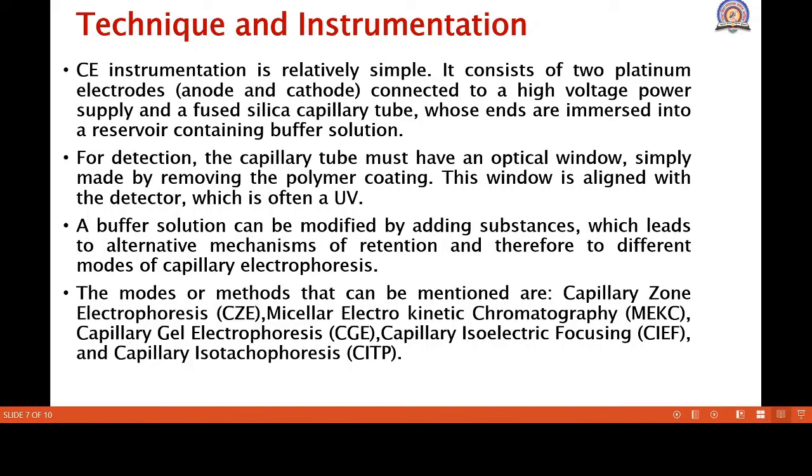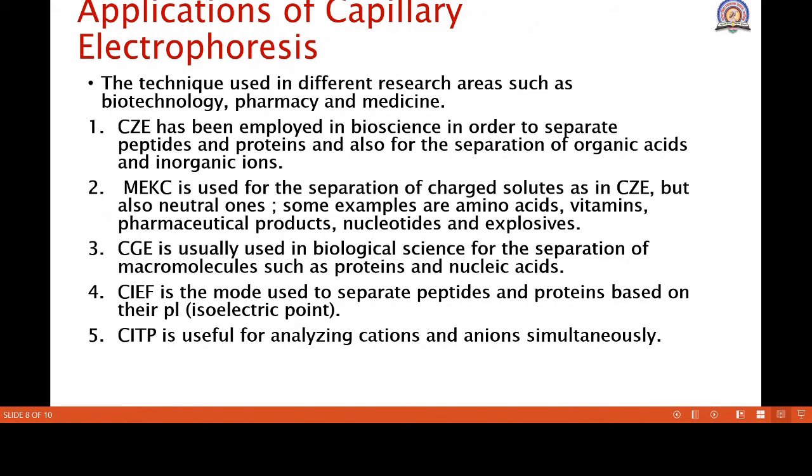A buffer solution can be modified by adding a substance, which leads to an alternative mechanism of retention and therefore to different modes of capillary electrophoresis. The modes or methods that can be mentioned are capillary zone electrophoresis, micellar electrokinetic chromatography, capillary gel electrophoresis, capillary isoelectric focusing, and capillary isotachophoresis. So these are the methods that can be employed. So this is the technique and instrumentation.